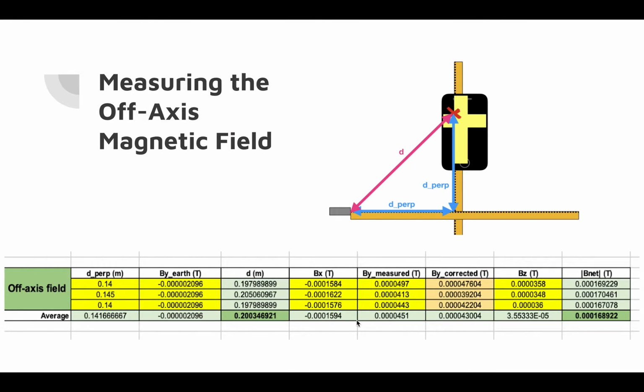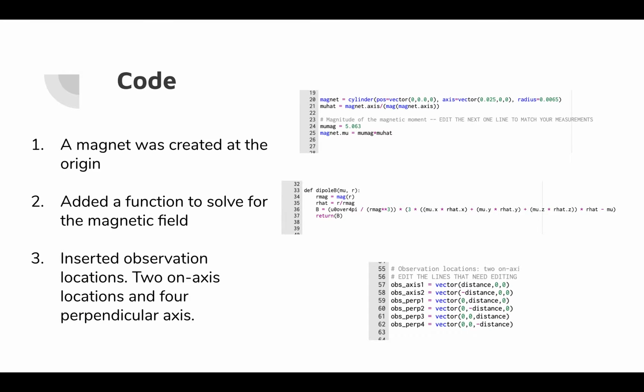So then in the second part of the lab, I found the magnetic field at the 45-degree axis of some distance d, and I just put in my values, as you can see there, and then my B net was automatically calculated for me. And I also corrected my By component for the Earth's magnetic field.